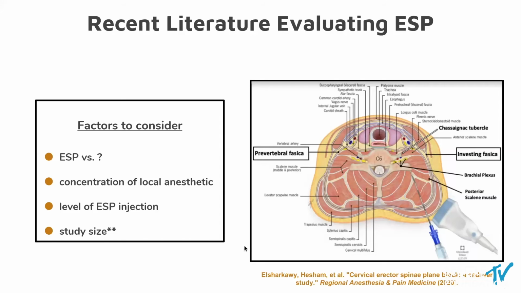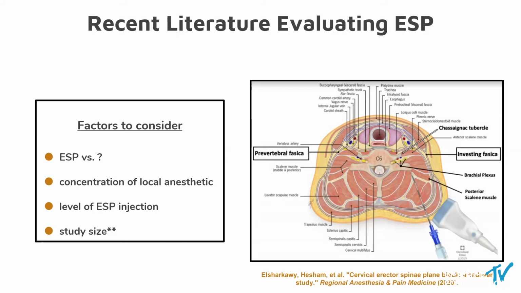The figure to the right here is a preview of coming attractions. There have been a few case reports about cervical ESP blocks for cervical fusion surgery and for whiplash injuries and things like that. You can see here a figure from a cadaver study that they did with injection at C6 and C7.